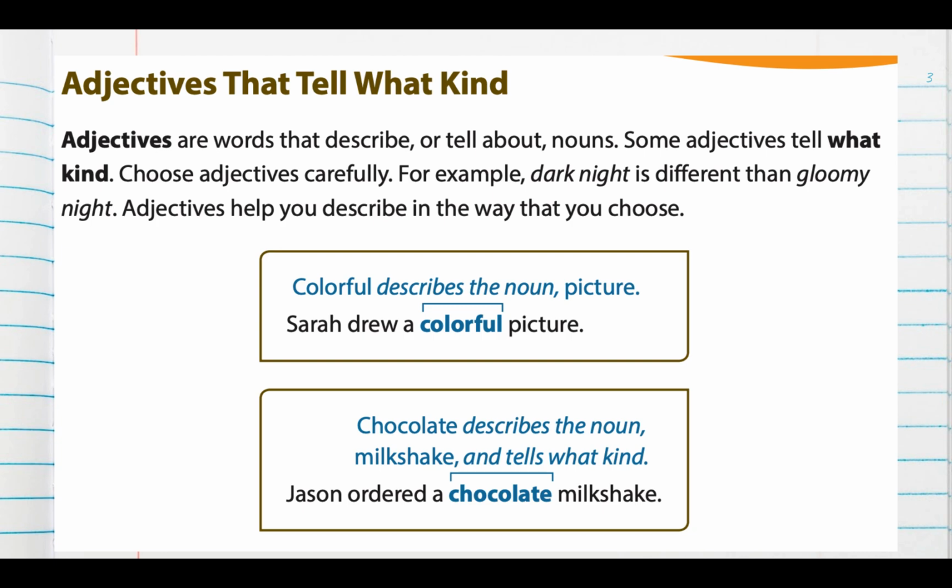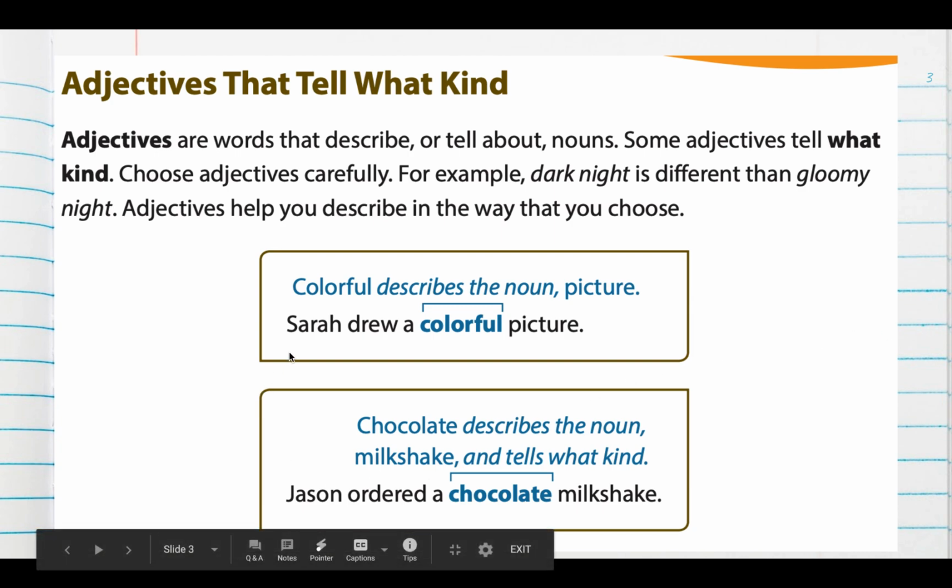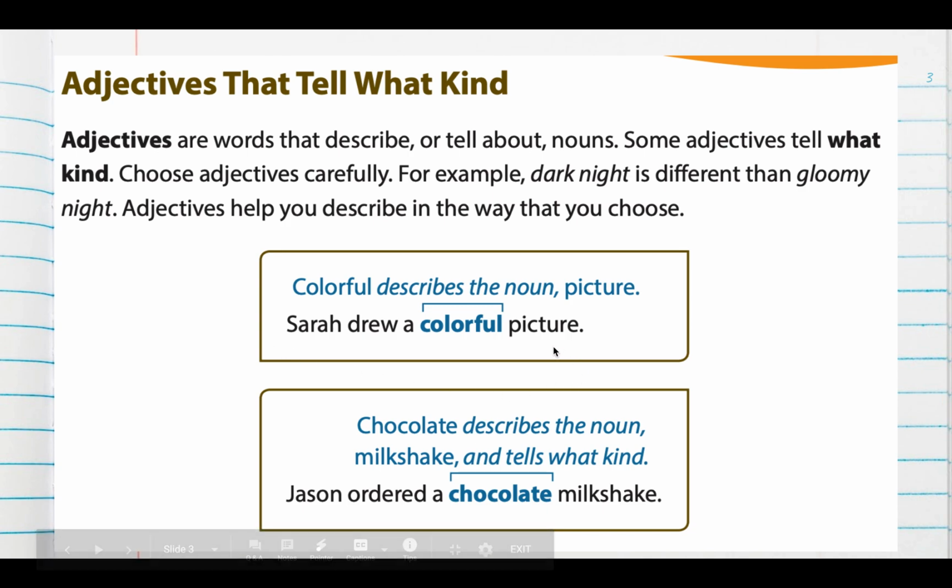Adjectives are words that describe or tell about nouns. Some adjectives tell what kind. Let's look at this example down below. Sarah drew a colorful picture. Here, our noun is picture. Remember, nouns are people, places, things, and animals. A picture is a thing, so this is our noun. And the word colorful is our adjective because colorful is describing the noun.